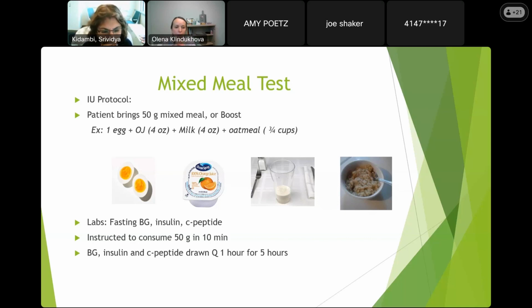When they show up at the clinic, they get their fasting blood glucose, insulin, and C-peptide checked. They're supposed to eat their meal within 10 minutes, and then their labs are drawn every 1 hour for 5 hours. The duration of the test is pretty standard. The meal composition can vary.